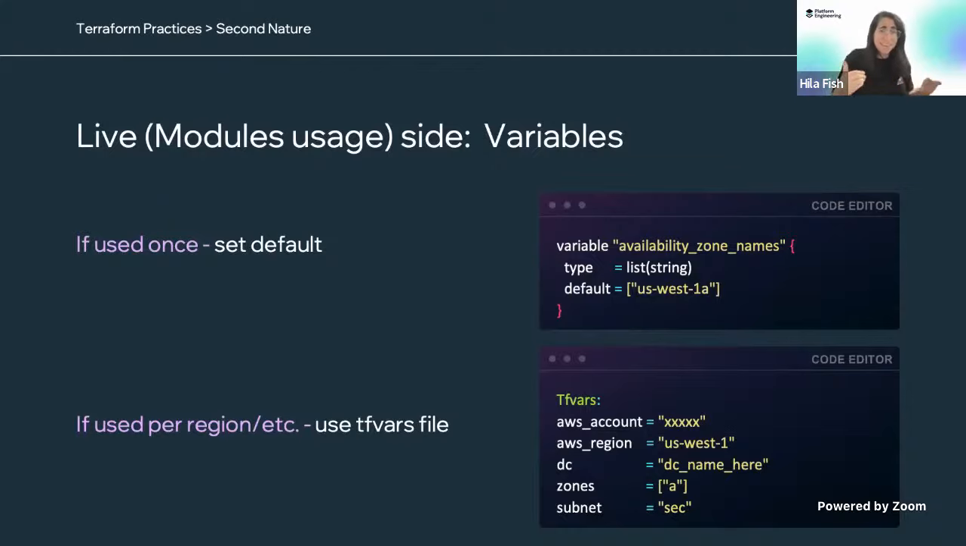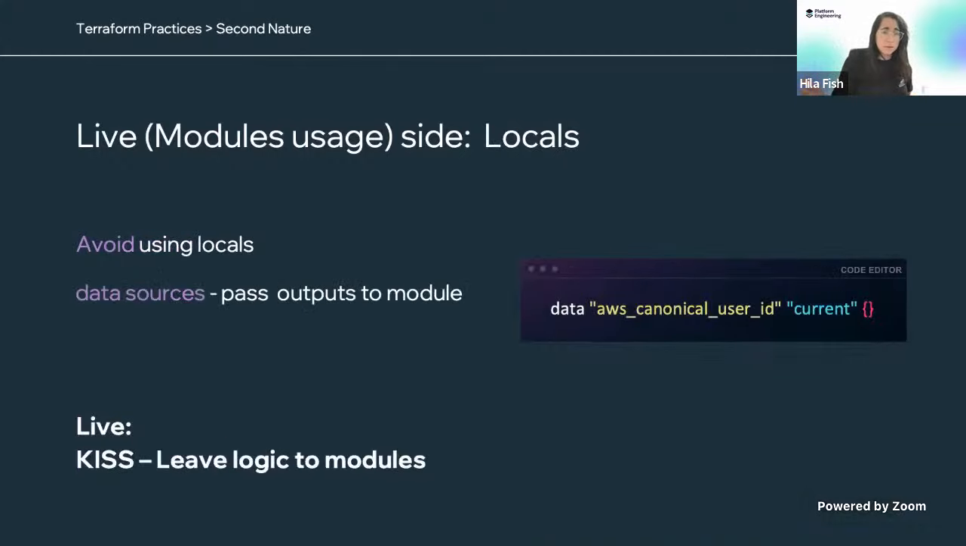On the live side, and when I say live, I mean where we call the modules. So modules are like a class in code, and live is the instantiation of the class. So on the live side, for variables, if the variables are used once, just set a default and that's that. But if you use them per region, etc., then use tfvars files for each region. And in regards to locals, you should really avoid using locals because we want to keep the live side as simple as possible and leave the logic to the module side.